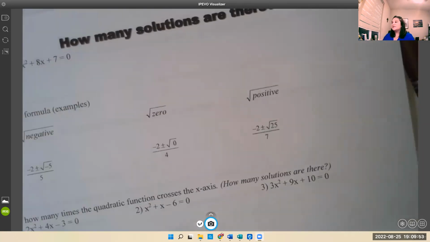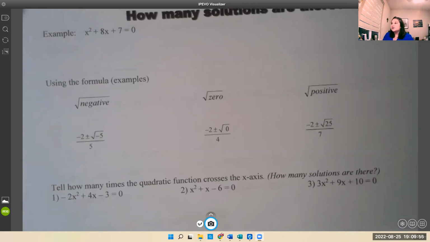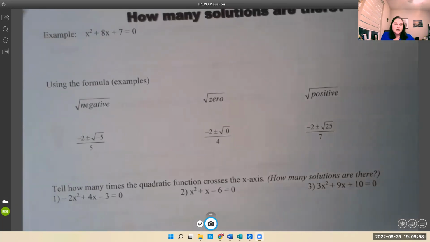So the next little topic is in relation to the graph of a quadratic equation.